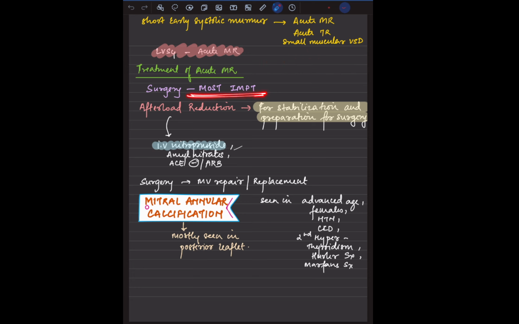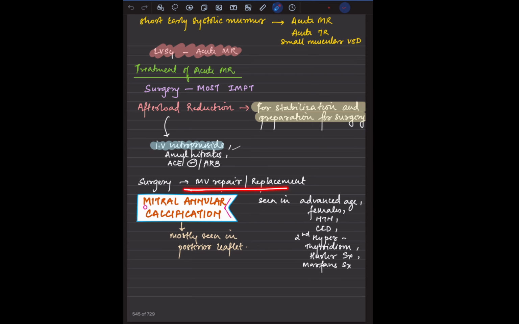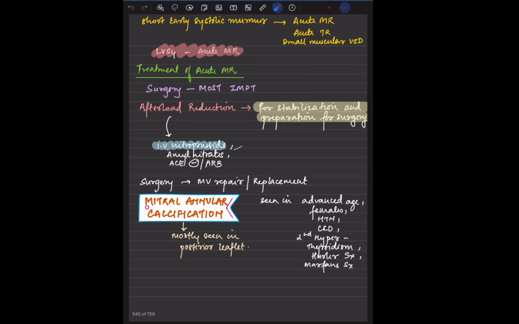Of course, surgery has to be one of the important things. And after load reduction, for stabilization and preparation for the surgery, we can go with ACE inhibitors and nitroprusside. And of course, mitral valve repair and replacement has to be done.